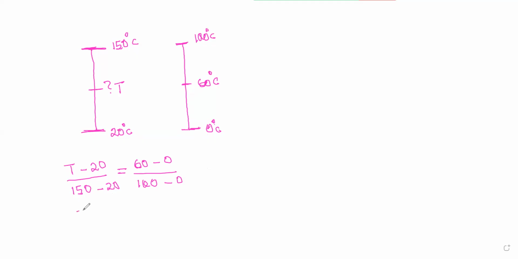So we have T minus 20 on 130, which is equal to 6 on 10. Of course, 60 over 100 can be broken down to 6 on 10, which I have done. Then, because we are looking for T, we cross multiply, and we have 6 on 10 times 130.